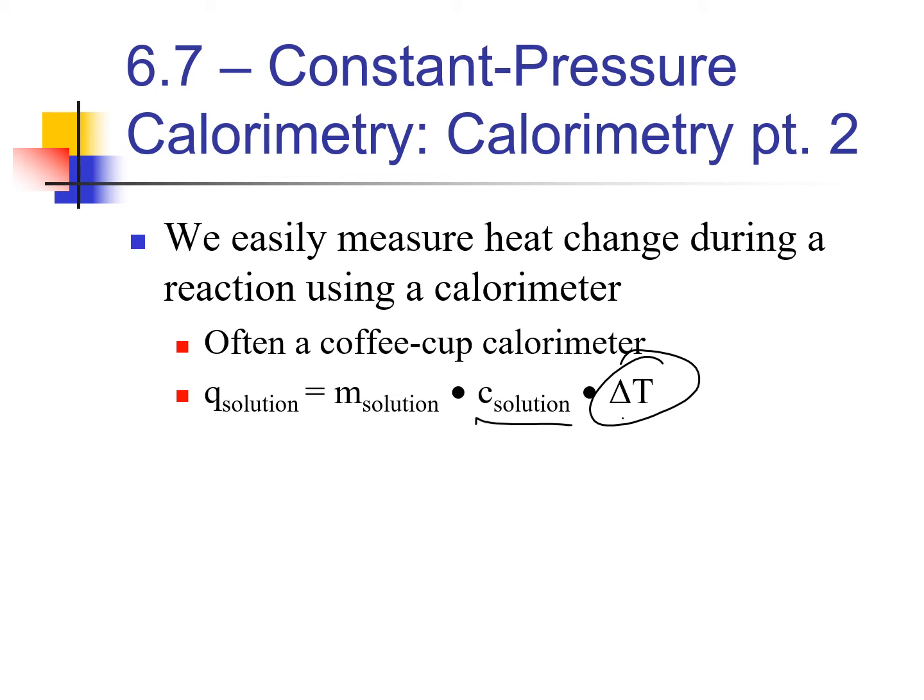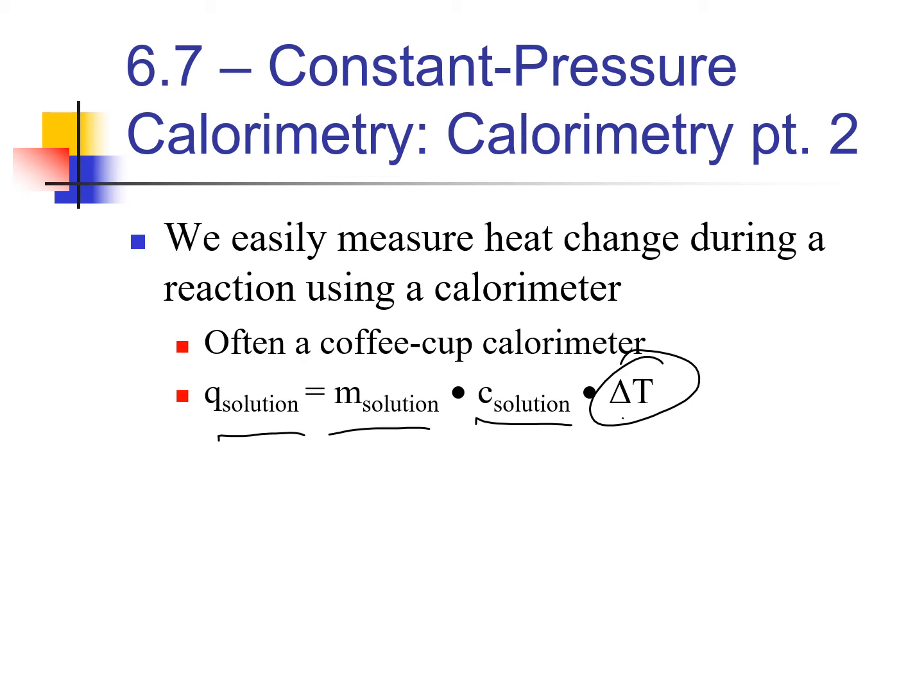The specific heat is the specific heat of the solution. The mass is the mass of the solution. The heat change is the heat change of the solution. The solution is the surroundings, not the system. And that becomes really important because it switches the sign that we're dealing with.